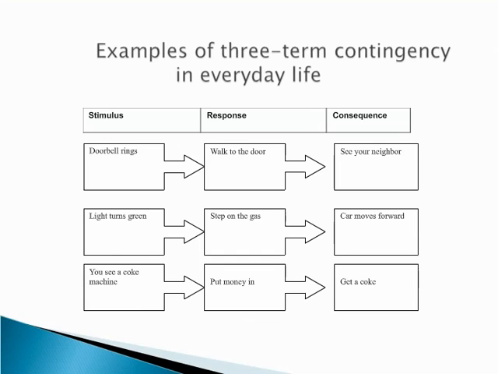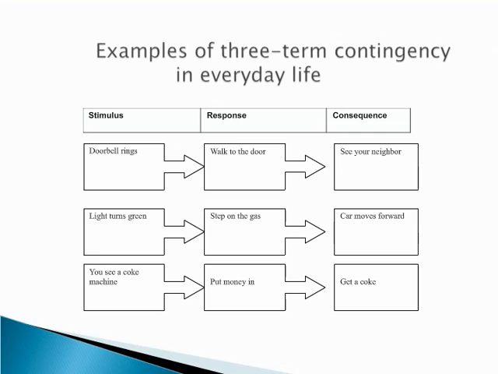So let's think of the three-term contingency in everyday life. Your doorbell rings. What do you do? Well, you walk to the door. The consequence of that is you see that your neighbor is there at the door. So the antecedent is the doorbell rings, you walk to the door, and the consequence is you see your neighbor.